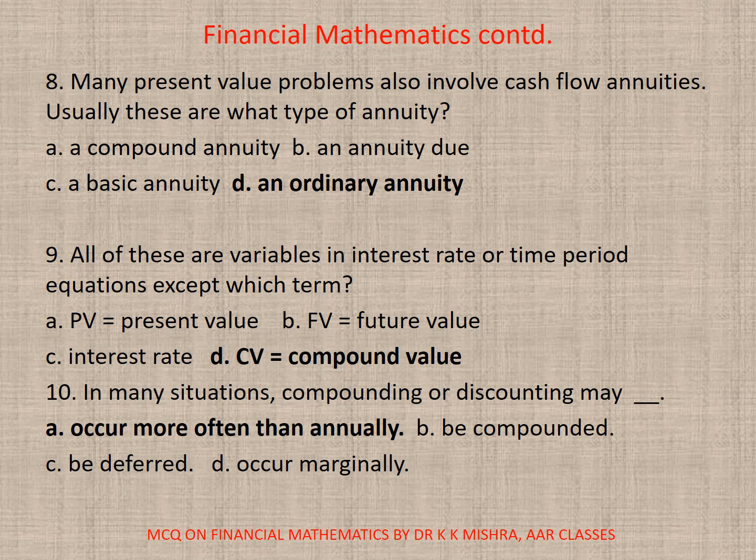9. All of these are variables in interest rate or time period equations except which term? A. PV. B. FV. C. Interest rate. D. CV. The correct option is D. Compound value. 10. In many situations, compounding or discounting may dash. Correct option is A. Occur more often than annually.